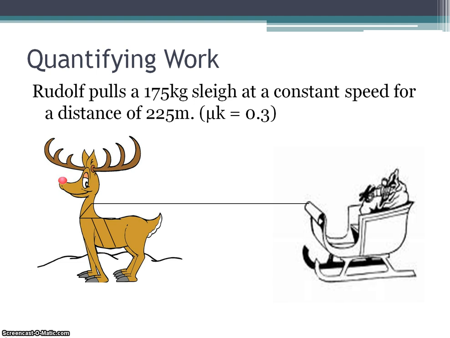Don't you hate that? So this one, we've got Rudolph pulling the sleigh at a constant speed, and they give you the distance, and they give you a mu k. Whenever they give you the coefficient of friction, that tells you that there is going to be friction in this problem.